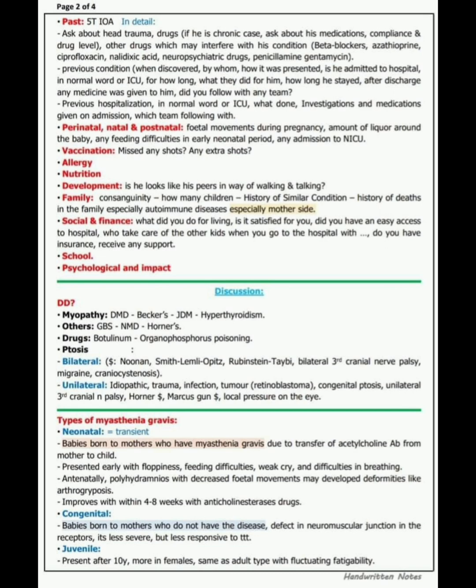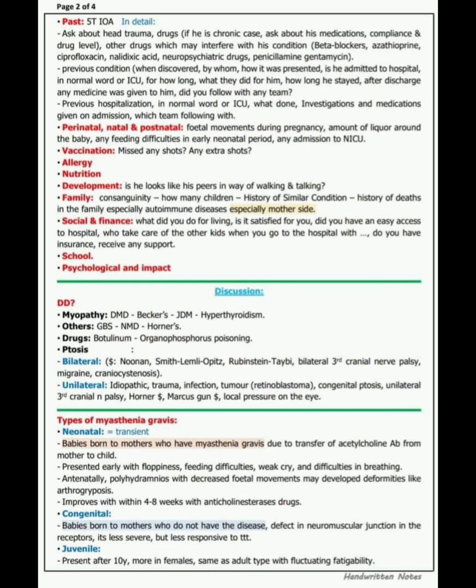Then social and financial history: how do you make a living, is it satisfactory for you, do you have easy access to hospital, who takes care of the other kids when you go to the hospital, do you have insurance, do you receive any support. Social and psychological impact we ask. If a teenager, then we ask fully about the social and psychological impact.